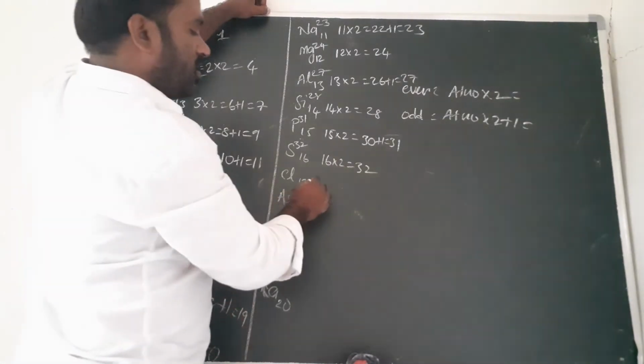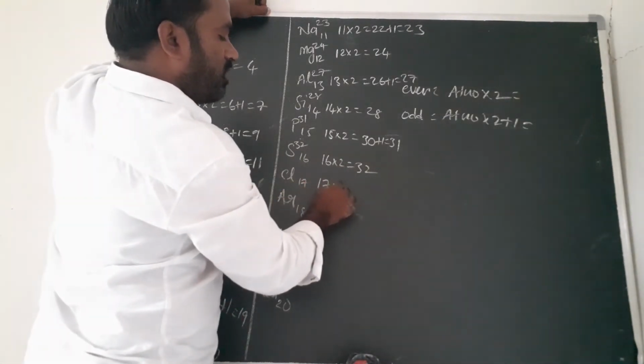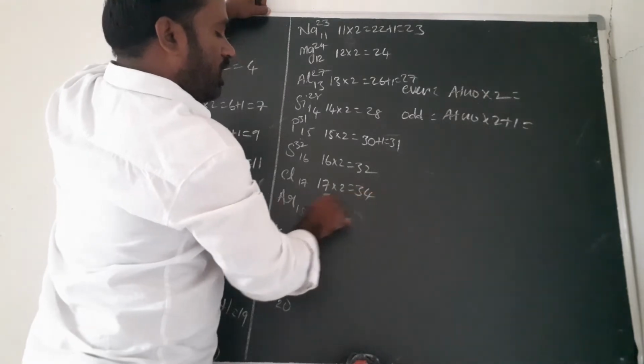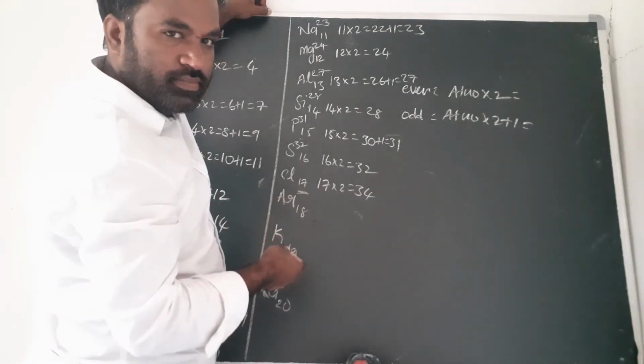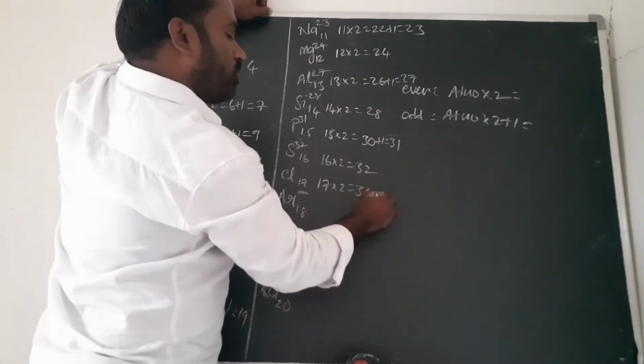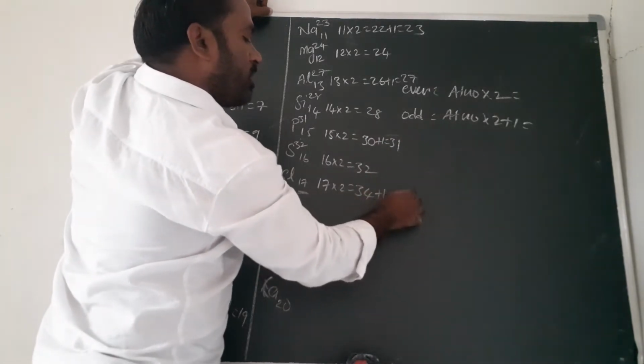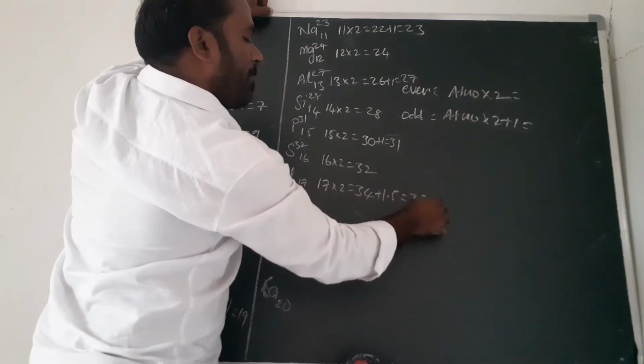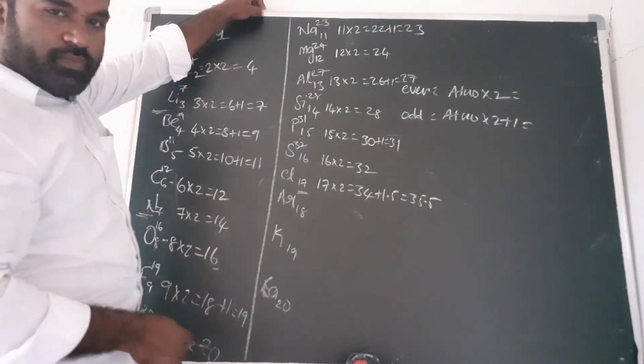Next, chlorine. Chlorine atomic number is 17. 17 2s are 34. It is odd, so here we have to add 1, and add 0.5 also. Add 1.5. So it is 35.5. Mass number of chlorine is 35.5.